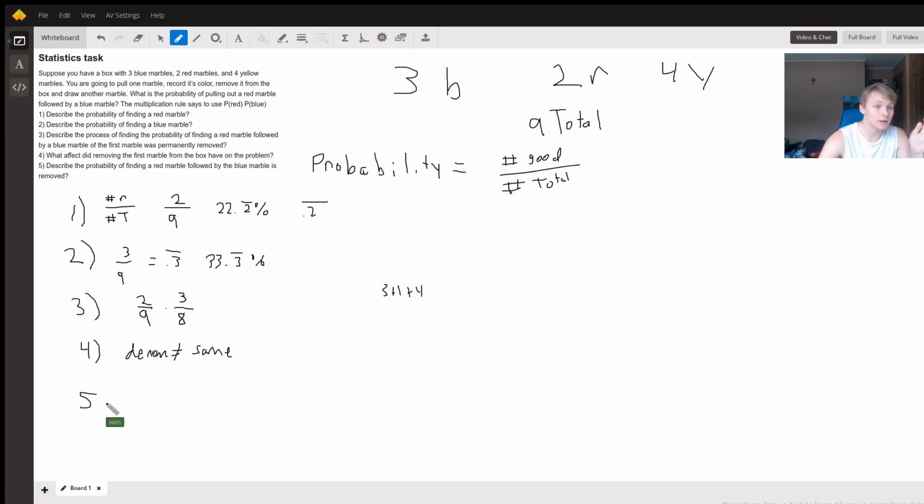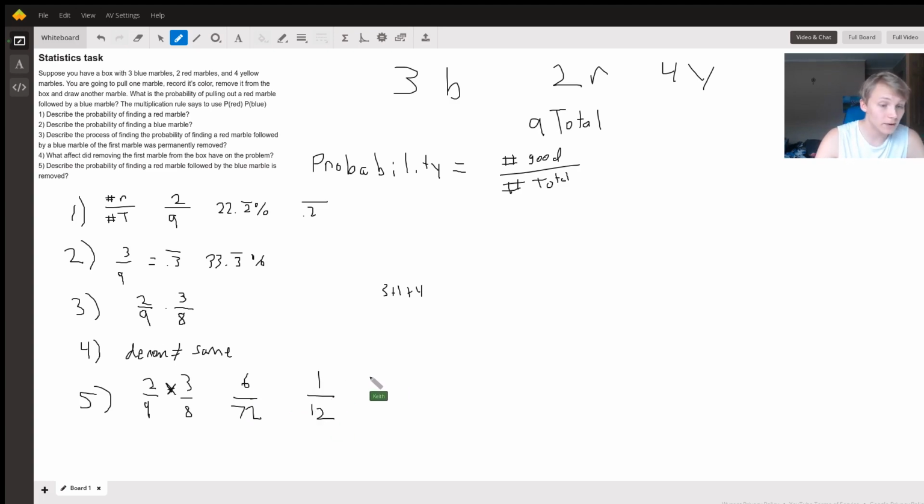So for number 5, the probability of finding a red marble followed by a blue marble if it's removed. Followed by the blue marble removed. I'm not exactly sure what number 5 is asking. If it's just what the actual question is asking, the probability of pulling out a red marble followed by a blue one, that's a times, which would be 6/72, or a 1 in 12 chance.